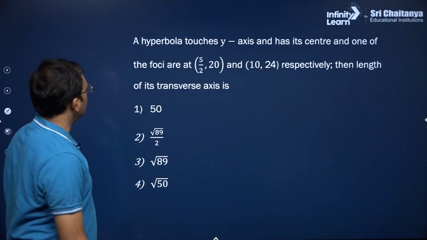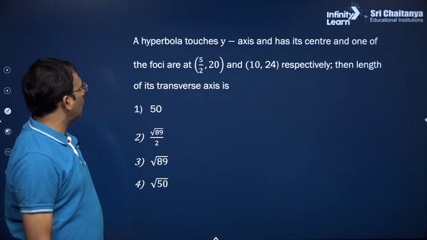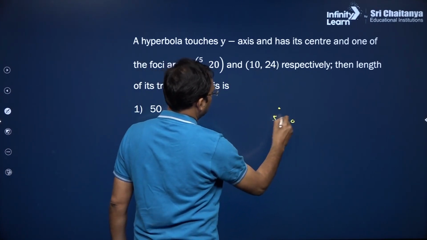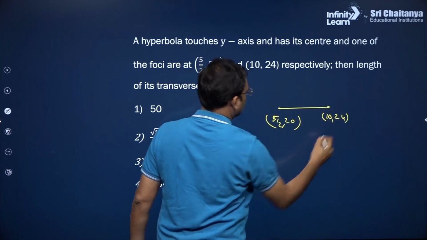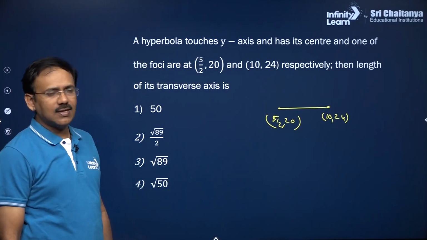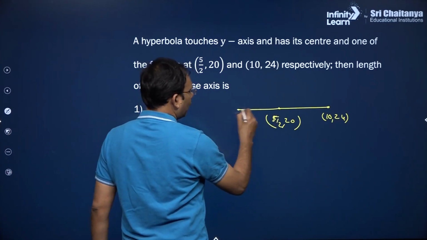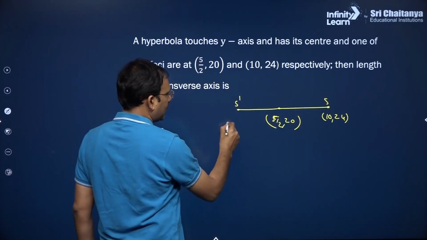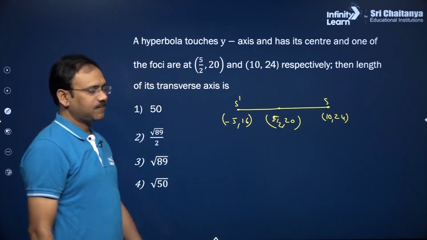That's all. Next friends, the hyperbola touches the y-axis and has its center and one of its foci. Here the center is 5 by 2 comma 20, right? One focus is 10 comma 24, and the length of its transverse axis, that means small a, or 2a, he is asking about. My dear friends, you can find the second focus, this is s dash, because the center is the midpoint, double and subtract, 5 minus 10 is minus 5, 40 minus 24 is 16. These are the 2 points.